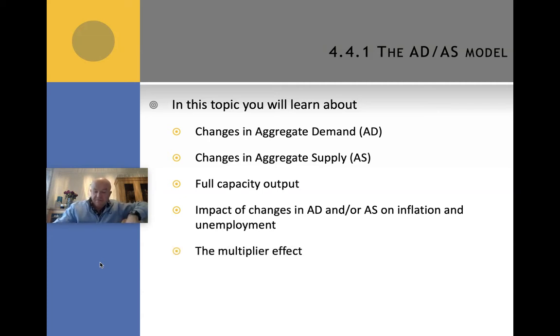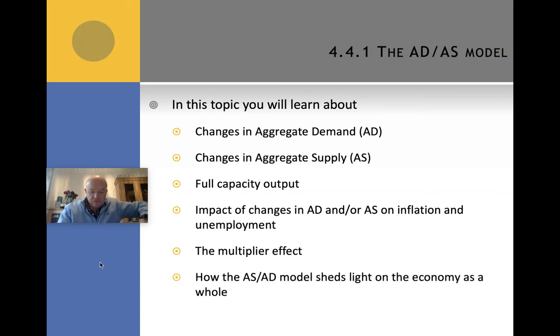And then we can look at the multiplier effect and how that has implications for the amount of money that's going to be going around, the circular flow of income, and how that can then have an effect on both aggregate demand and aggregate supply. And then also try to look a little bit wider at what some of the implications of the AS-AD model are for the economy as a whole. So that's basically the structure of it.